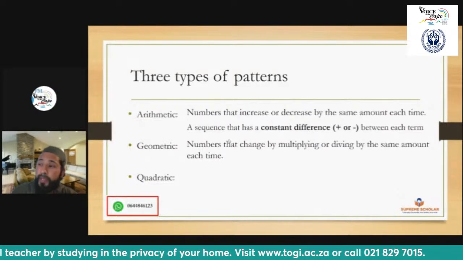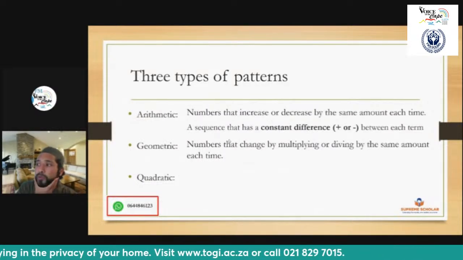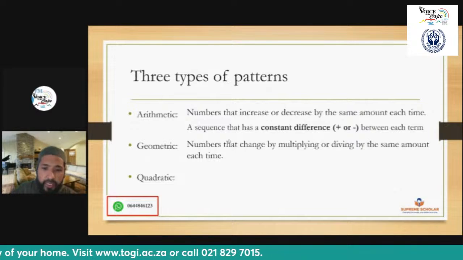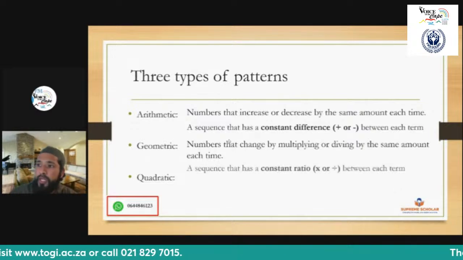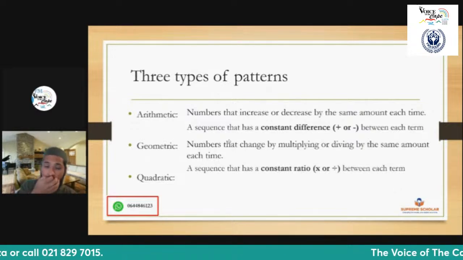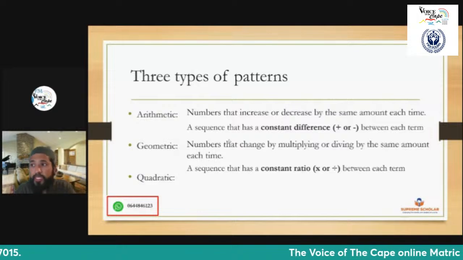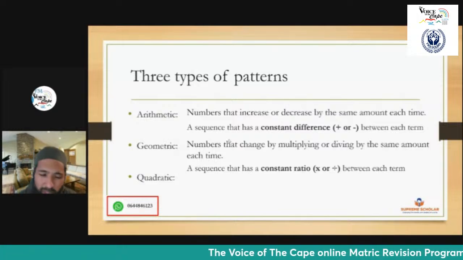A geometric pattern is numbers that change by multiplying or dividing by the same amount each time. What are we saying here? A geometric pattern is simply a sequence that has a constant ratio. What is that in English?